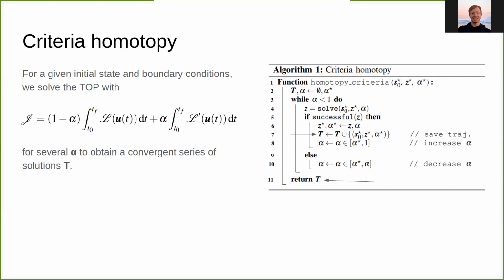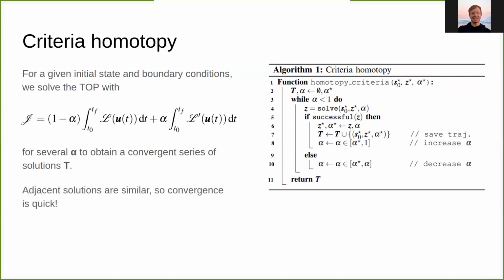But in contrast to our previous work, we keep the intermediate solutions to obtain a convergent series of trajectories, denoted here by T. If at any point along the homotopy path the optimizer fails to converge, alpha is decreased to a value greater than its previous best value. This ensures that there is some sense of adaptivity to the solution's sensitivity to the change in alpha.